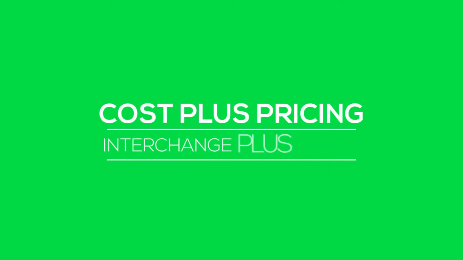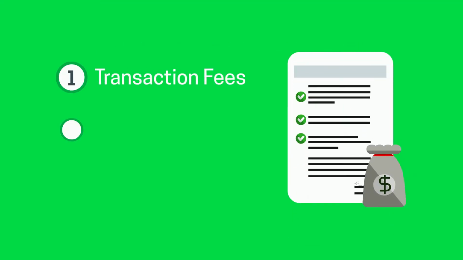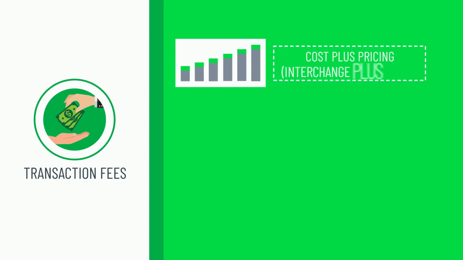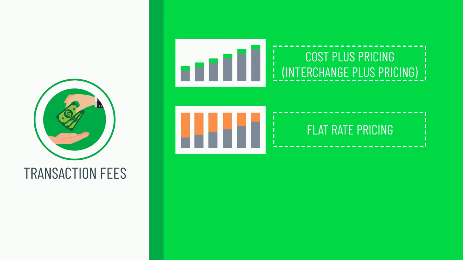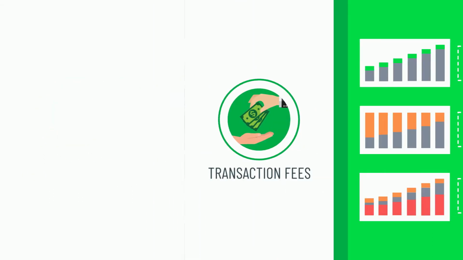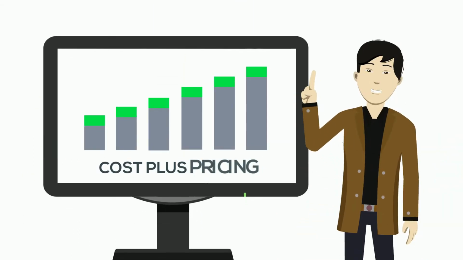Cost plus pricing, also known as interchange plus pricing. There are essentially three aspects to pricing: transaction fees, equipment costs, and then everything else. When it comes to transaction fees, there are three models processors use: cost plus pricing, also known as interchange plus pricing, flat rate pricing, and discount rate pricing, also known as tiered pricing. This video will explain cost plus pricing.